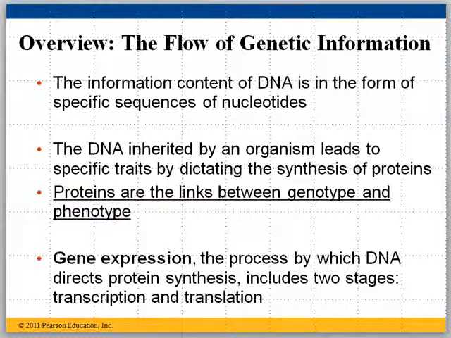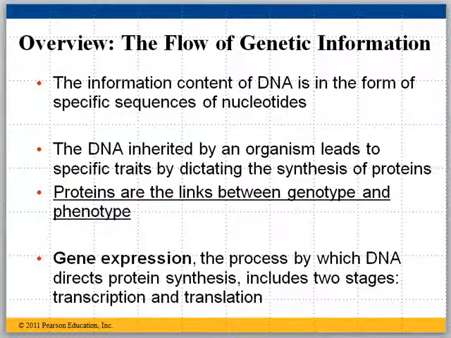So our overview says the information content of DNA is in the form of specific sequences of nucleotides. We know that DNA is made up of nucleic acid, and there are 4 nucleotides that we have already discussed, and we'll discuss that a little bit more. So the DNA is encoded into these 4 nucleotides. The 4 bases are adenine, guanine, cytosine, and thymine. And we already talked about how adenine pairs with guanine and cytosine pairs with thymine in the DNA chain.